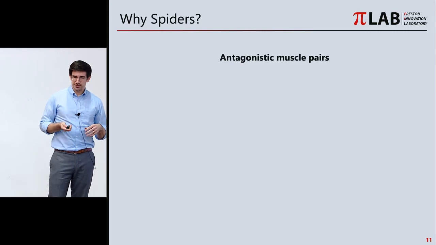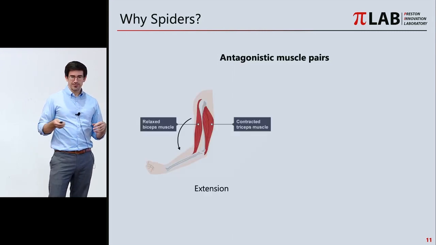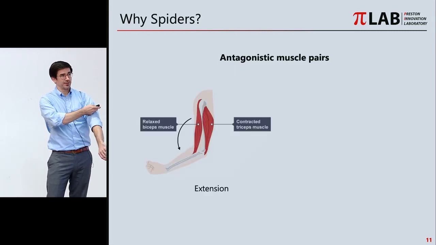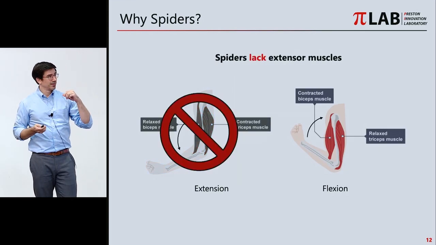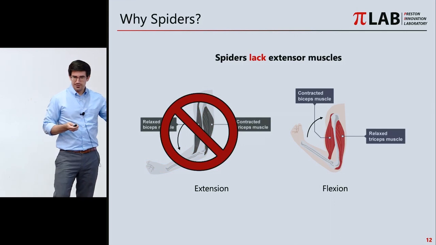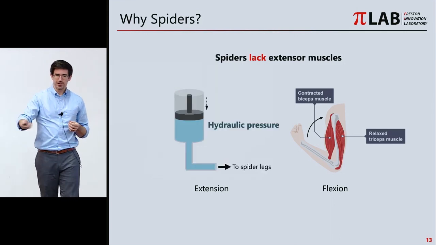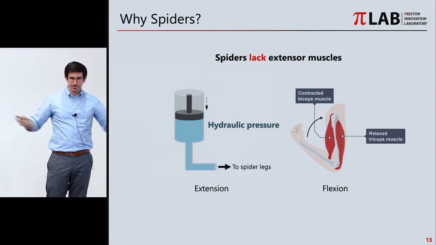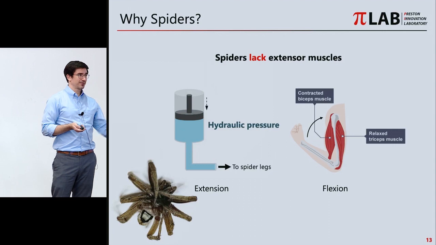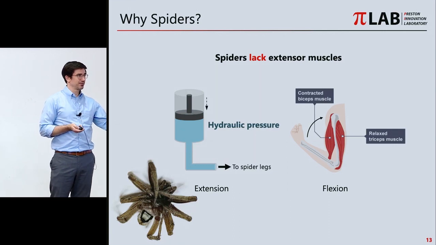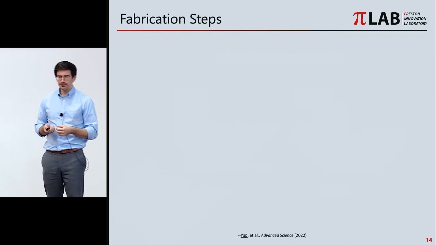And the reason is, as humans, we have antagonistic muscle pairs. So we think about extending our arms with our triceps, contracting our arms towards the body with our biceps. Spiders and arachnids generally don't have extensors, and instead they use pressure to move their appendages away from the body. And this is actually the reason why, if you've ever seen a dead spider around your house, they're all curled up, right? Because they're no longer generating this pressure, so they can't extend their legs away from the body anymore.